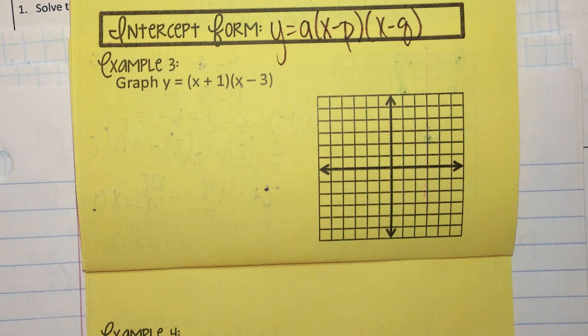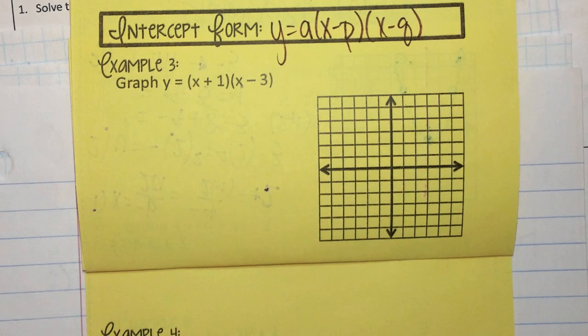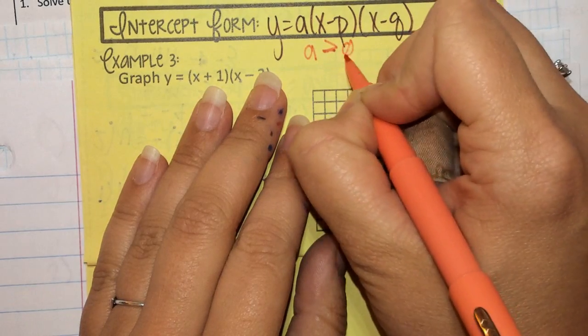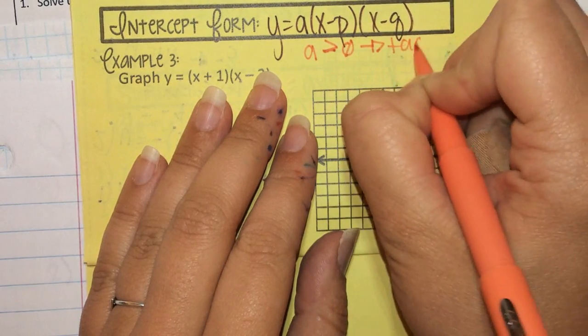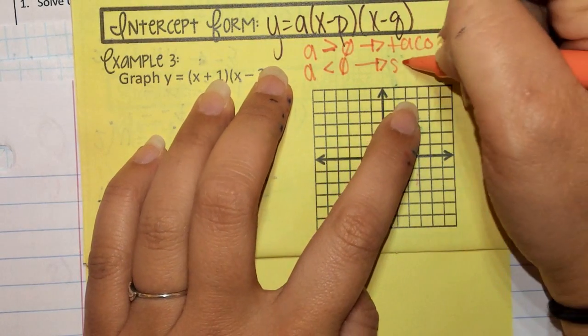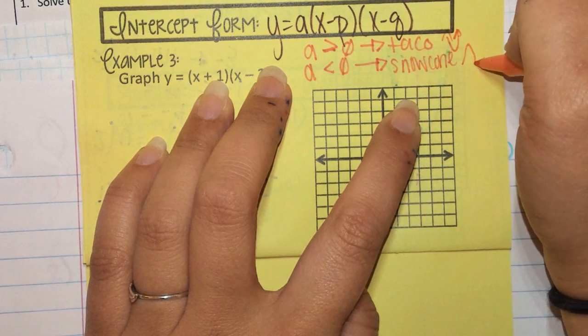P and Q are your intercepts. Alright, so your rules of A being greater than 0 and it being a taco still apply. And if A is less than 0, it's a snow cone. Which means it opens up or opens down.